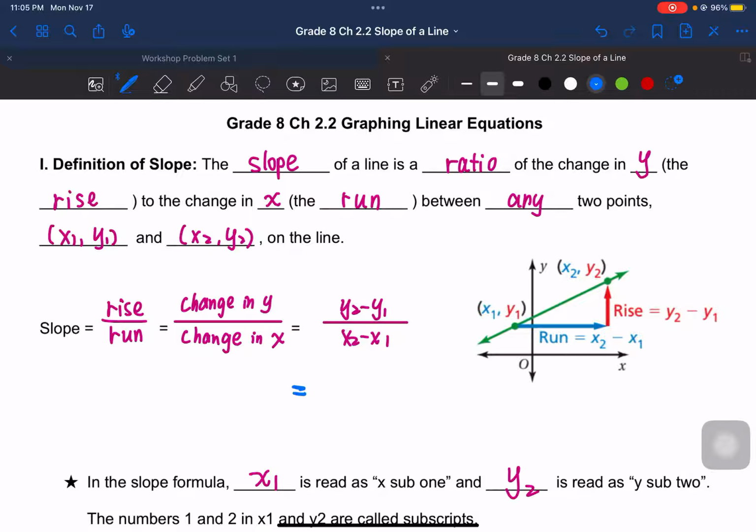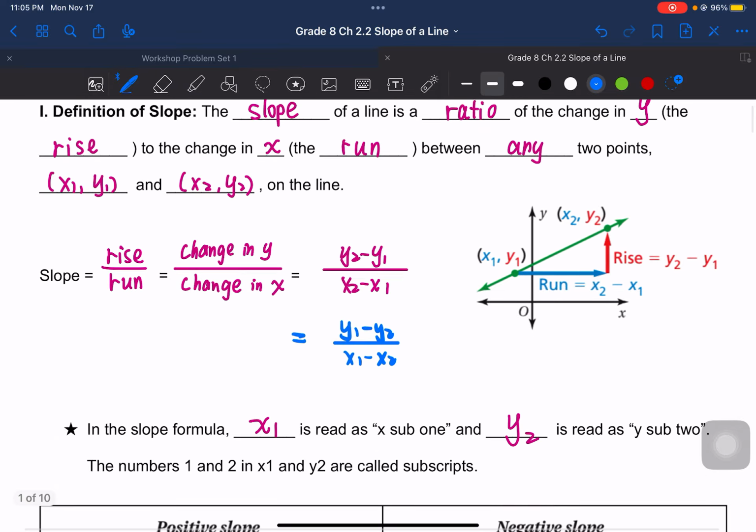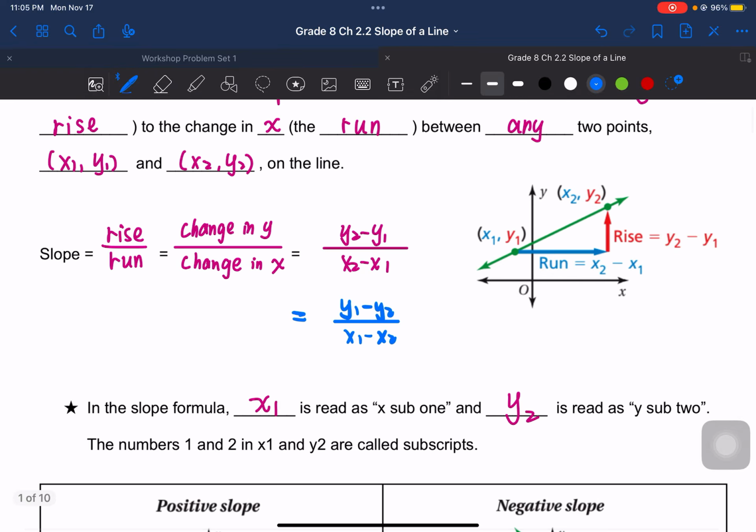But the direction you subtract points in the slope formula doesn't matter as long as you are consistent for both the y and x coordinates. So you can also do y1 minus y2 over x1 minus x2. You're gonna get the same slope. So the direction doesn't matter. You can use this point minus that point, or you can use that point minus this point. It doesn't matter.